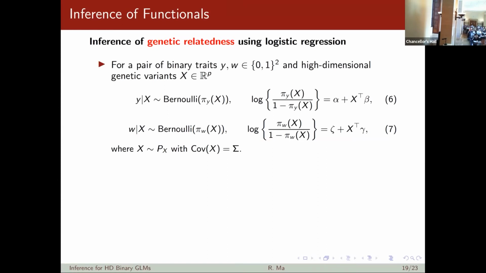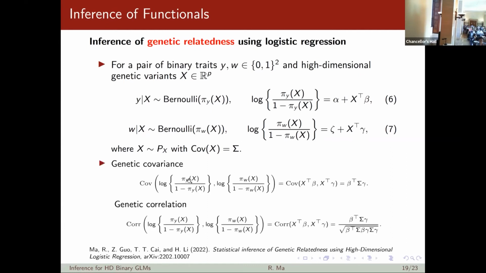Okay, so in this, we can model it through two logistic regressions. Between X and Y, we have model 1, whose coefficients are beta, intercept alpha, and between W and X, we have another logistic regression model. And the genetic relatedness can be quantified by the following two quantities based on this double logistic regression model.